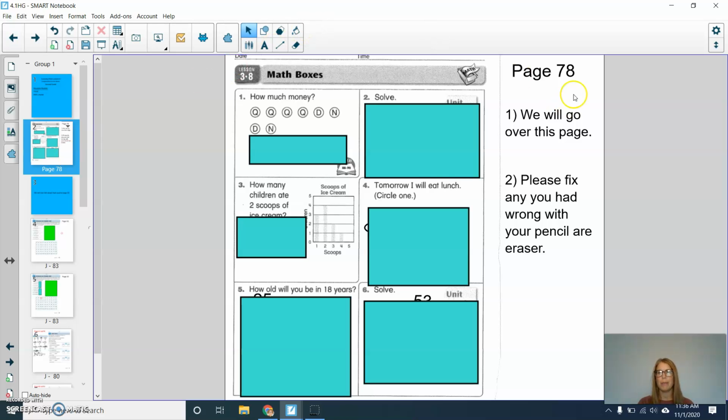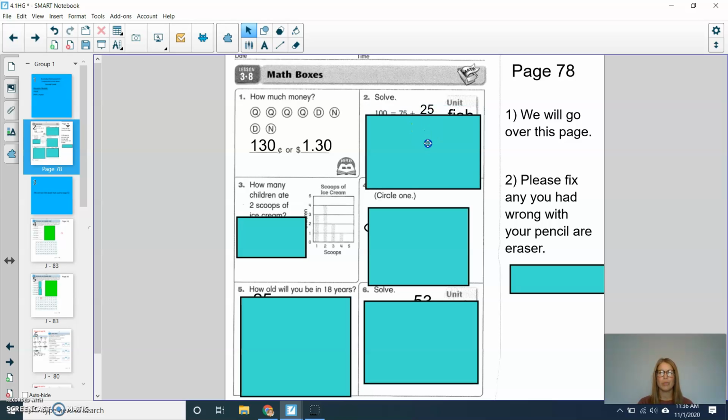So if you can open up your math journal to page 78. If you're noticing that you have any mistakes, please fix those with your pencil and eraser. For question number 1, it looks like I have 4 quarters, which would give me $1. I have 2 dimes, which would bring me to 20 cents, and 2 nickels, which would bring me to 30 cents. So my total would either be 130 cents or $1.30.